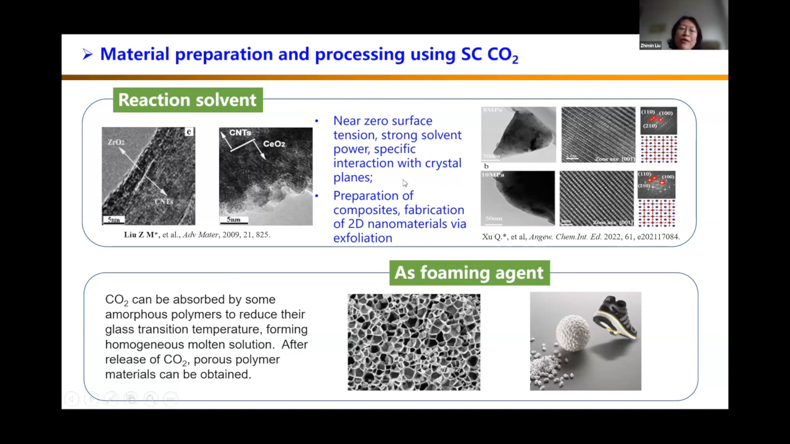CO2 can also be used as a foaming agent due to the following features. CO2 can be absorbed by some amorphous polymers to reduce their glass transition temperature, forming a homogeneous melting solution. After release of CO2, porous polymer materials can be generated. So these are the TEM images of porous polymers, and they can be used in our shoes.